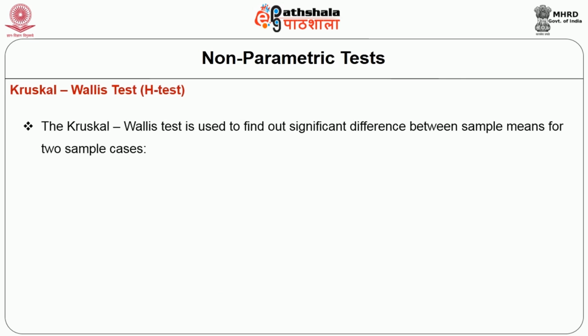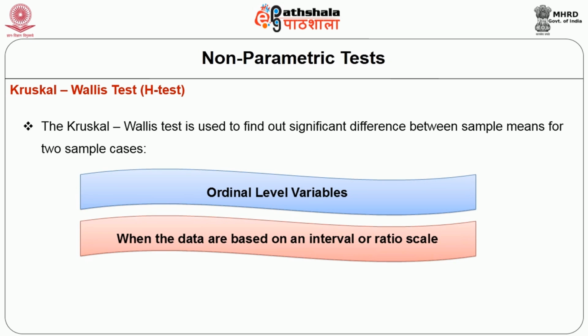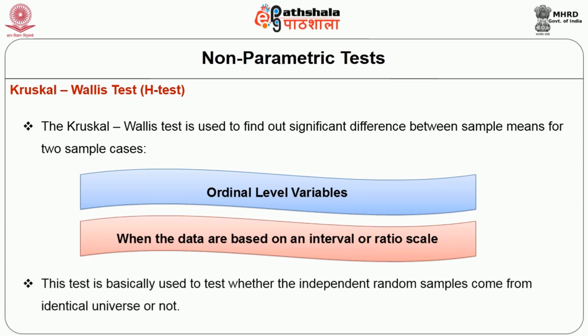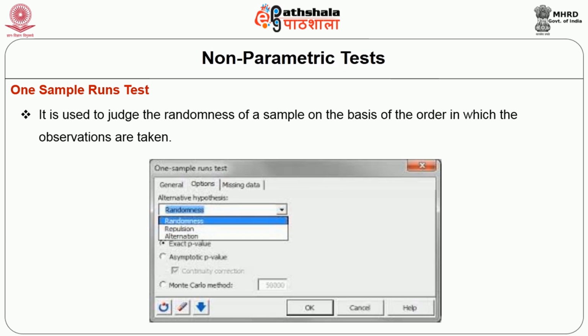The next test is the Kruskal-Wallis test, which is otherwise known as the H test. The Kruskal-Wallis test is used to find out significant differences between sample means for two sample cases. Firstly, with ordinal level variables, and secondly, when the data are based on an interval or ratio scale. And this test is basically used to test whether the independent random samples come from an identical universe or not. Another non-parametric test is the one sample runs test. The one sample runs test is used to judge the randomness of a sample on the basis of the order in which the observations are taken.